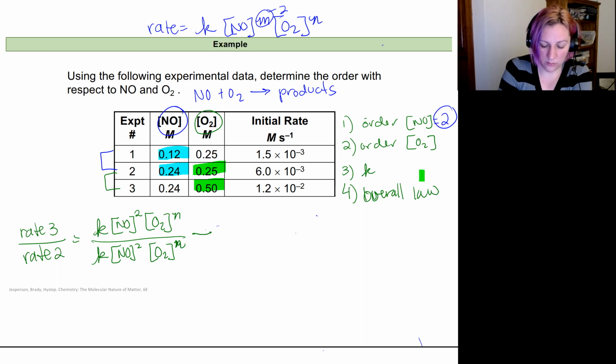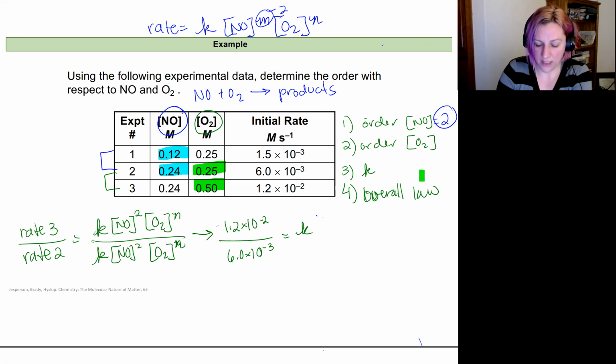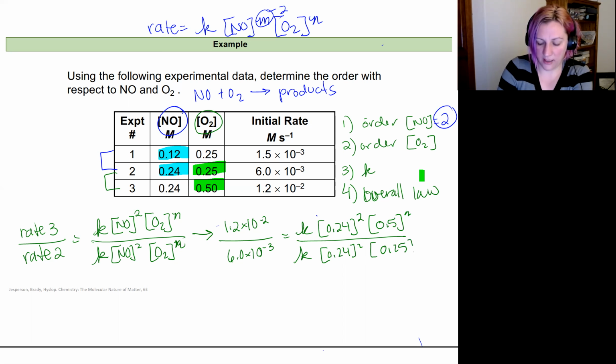And so I know that I have a rate of 1.2 times 10 to the negative 2 for rate 3, divided by 6.0 times 10 to the negative 3 for my rate for number 2. That's going to be equal to the K that I don't know yet, times a concentration of 0.24 for both of my NOs squared, times 0.5 to the N for my oxygen. And then for experiment 2, it's 0.24 squared, and then 0.25 to the N.